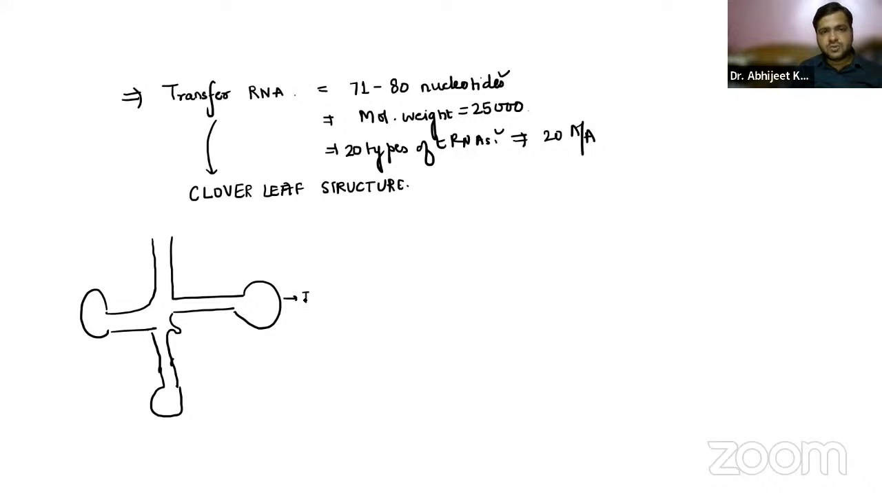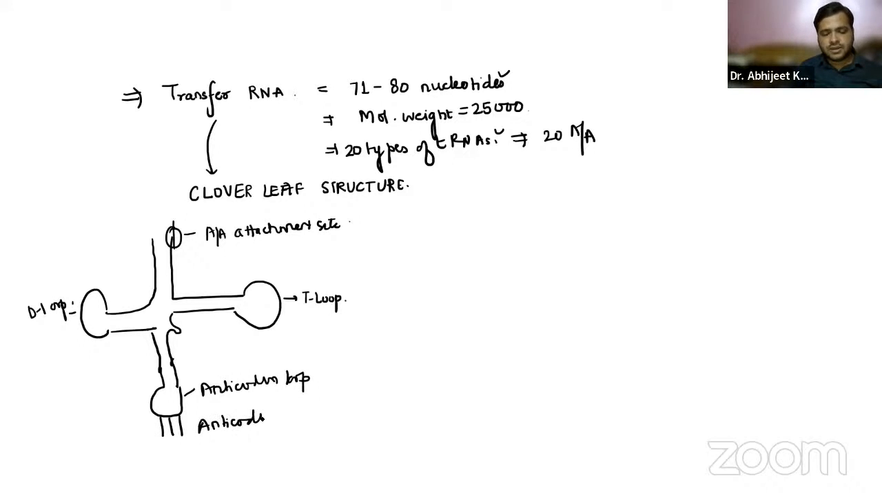We have the T loop over here. We have the D loop over here. We have the amino acid attachment site. We have the anticodon loop, with the anticodons over here. And let us suppose this is the mRNA, and we have the codon over here. For example, let us say the codon is GAG.